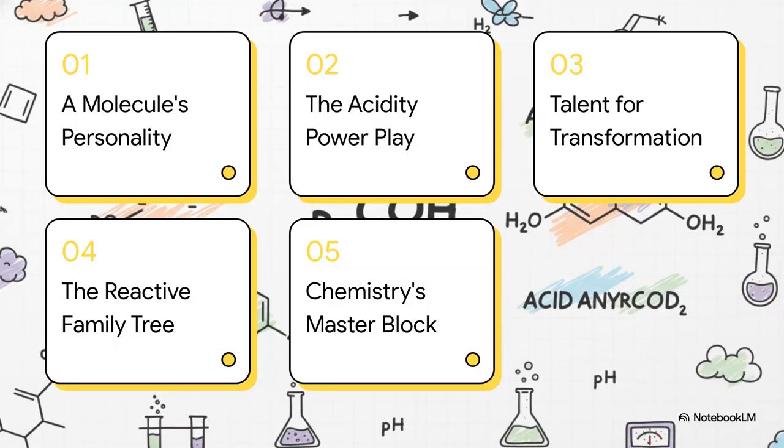All right, so here's how we're going to break it down. First, we'll look at its structure, which gives it this kind of split personality. Then we'll get into its most famous feature, its acidity. After that, we'll see its amazing talent for transformation, meet its whole reactive family of derivatives, and then we'll wrap it all up by seeing why it's really earned the title of chemistry's master building block.